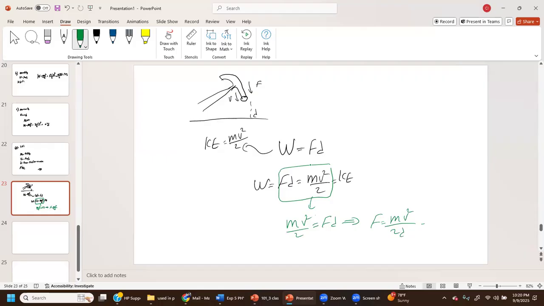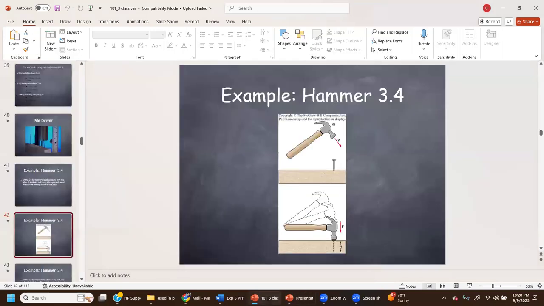And we have from our information that your mass is 0.6 kilograms times 4 squared, which is 16, divided by 2 times 0.005. And your force should equal 960 newtons. Let's go ahead and check on our answer.